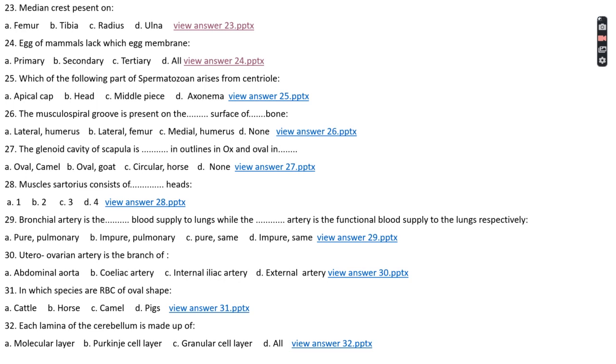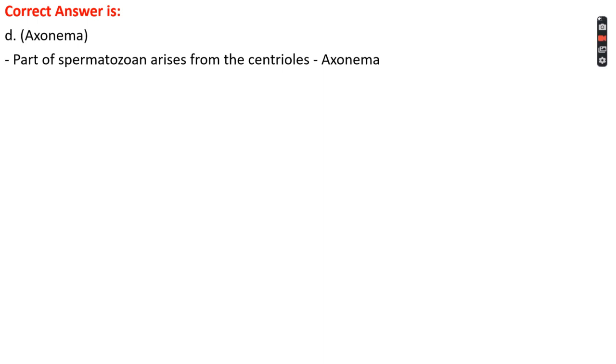Question number 25. Which of the following parts of the spermatozoon arises from the centriole? Option A apical cap, option B head, option C middle piece, option D axoneme. The right answer is option D, that is the axoneme. The part of the spermatozoon that arises from the centriole is the axoneme.